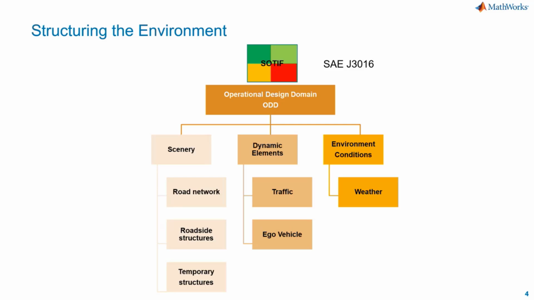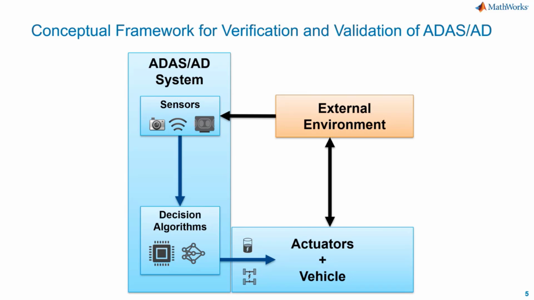The scene, which includes road networks, the structures of the roadside, let's say buildings or trees, or any temporal structures, or the road, let's say the roadblocks, traffic signs, etc. It also includes any dynamic objects such as the traffic, the vehicles, the pedestrians. It also includes any environment conditions such as the weather, right? So this is coming from the SOTIF standard, okay?